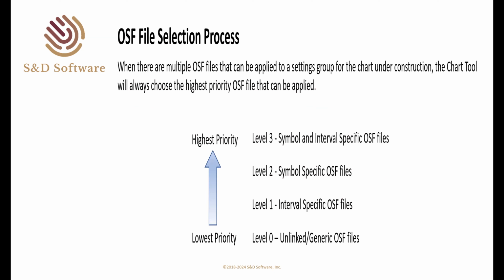So here's a more graphical representation of that. But again, it's always going to choose the highest priority OSF file that can be applied to the chart that's being created, because that one is going to be the best match. So that's how it chooses which OSF file to apply whenever multiple OSF files are available.